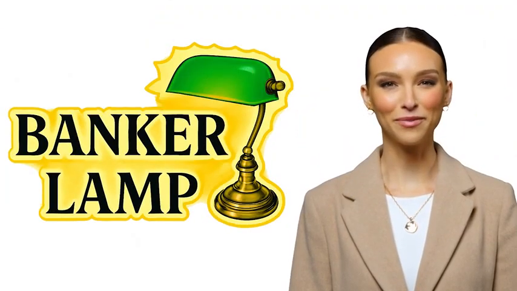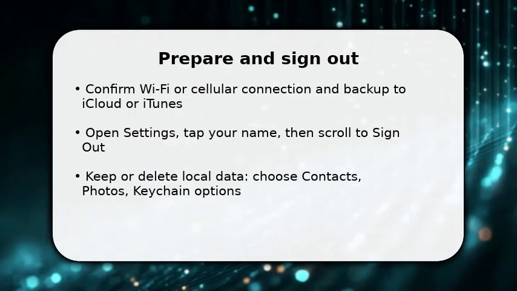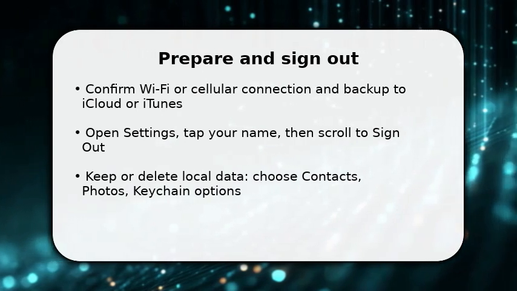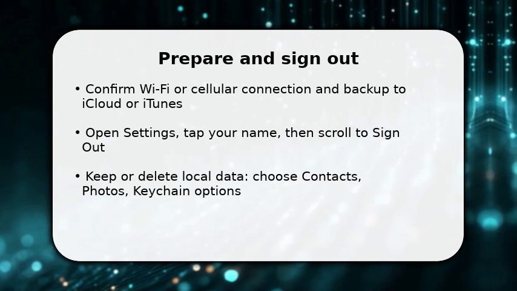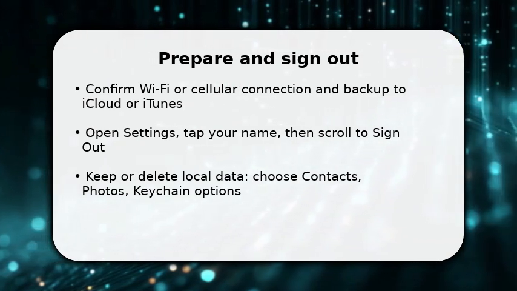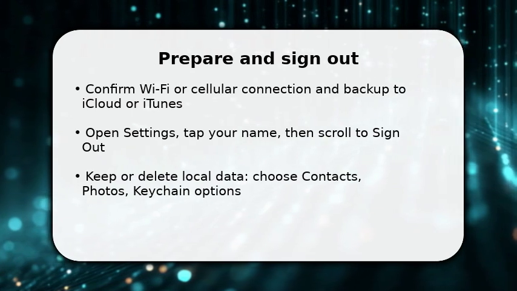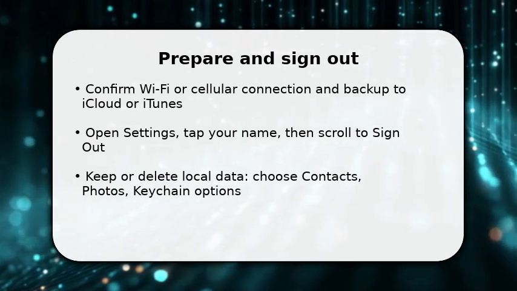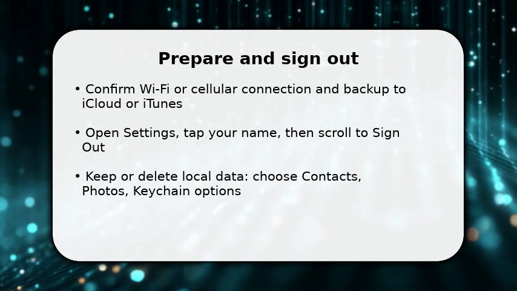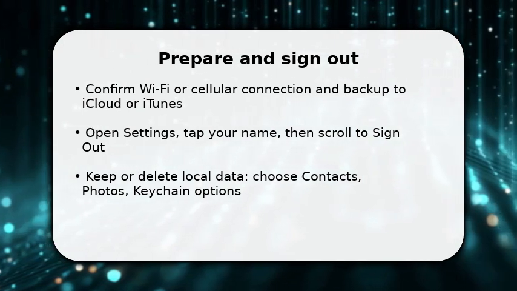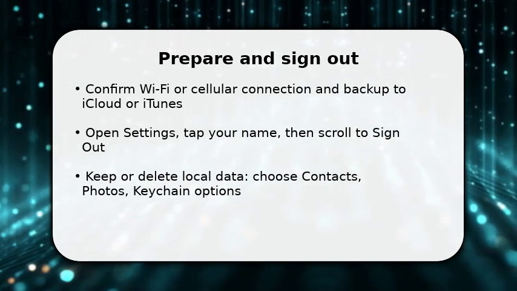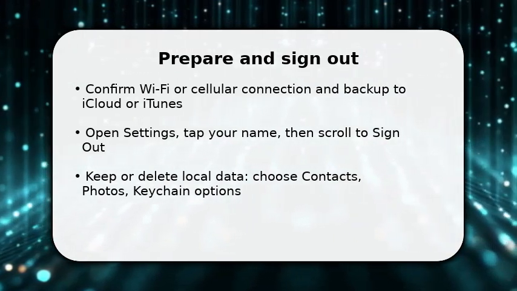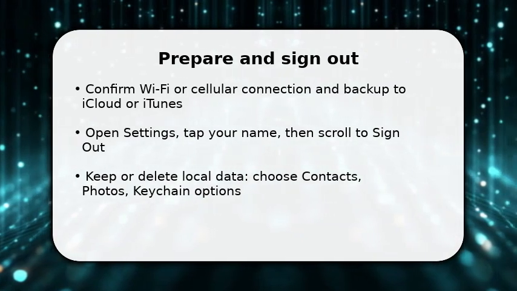Please enjoy the video. You start by ensuring a current backup and a stable internet connection so you can restore later. Open Settings and tap your name, then choose Sign Out. This removes the device from the current iCloud. When prompted, decide whether to keep local copies of contacts, calendars, photos, and keychain. Keep if you need offline access, delete if you'll rely entirely on the new account. Once signed out, the phone is ready to accept a different Apple ID.